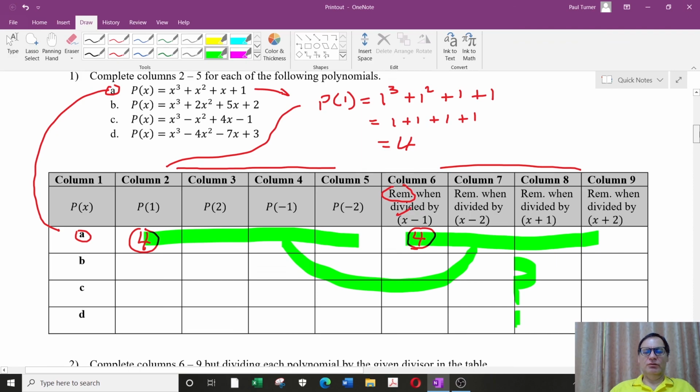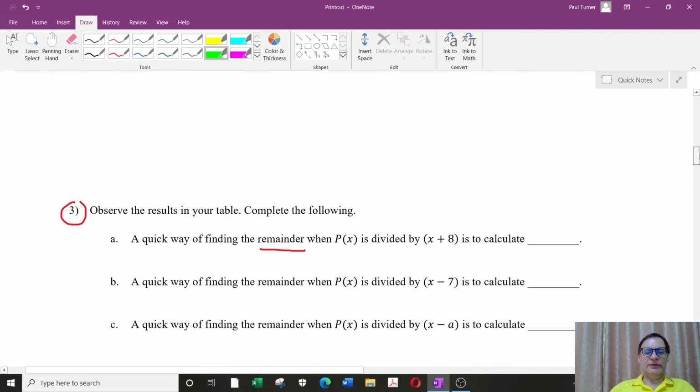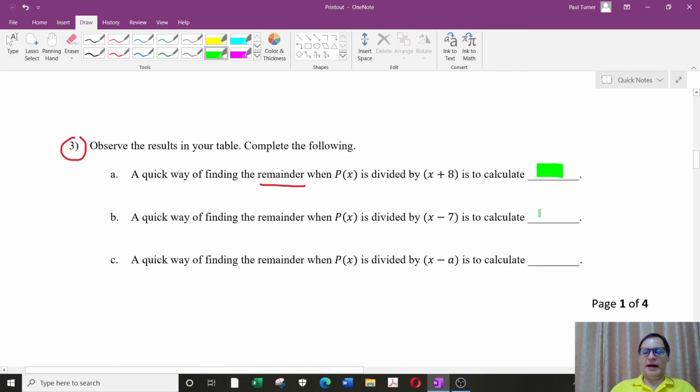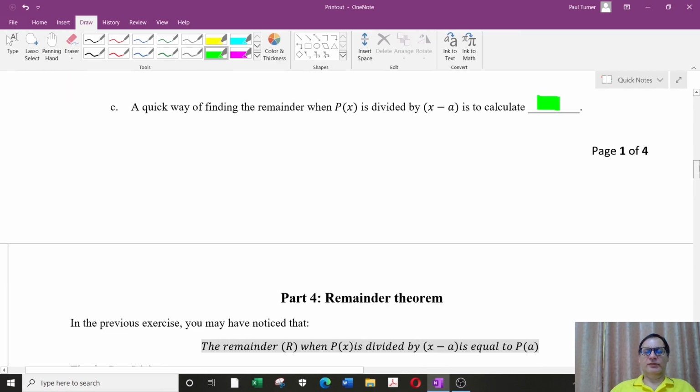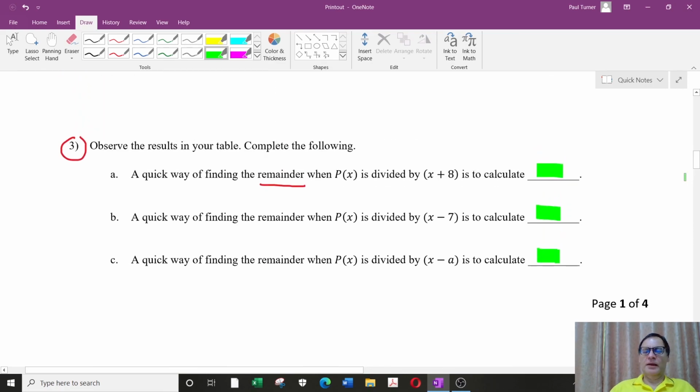Okay, so if you've done your work correctly in that table, you should be able to write down what goes here. Okay, this is very important for the next section of work. So let's try to do that properly. And then we'll go on to the remainder theorem after you've done that.